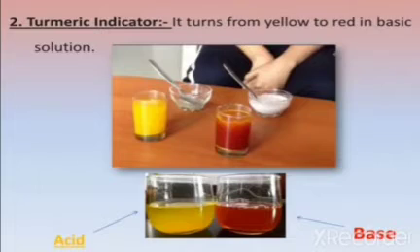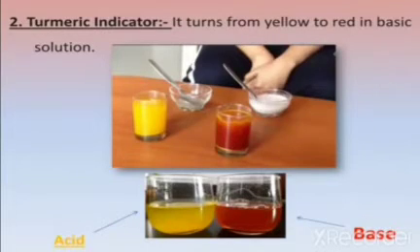You have seen a turmeric stain on a white shirt, which becomes red in color when we wash it with detergent or soap. What will happen? It will change into red color. That yellow spot changes into red color. That means turmeric reacts with a basic solution and changes into red color.